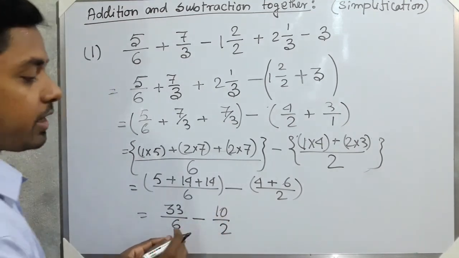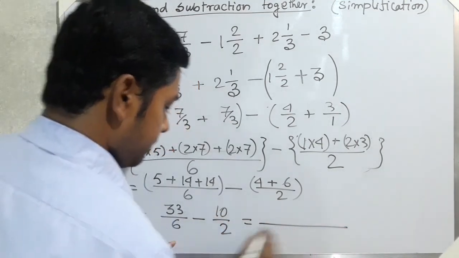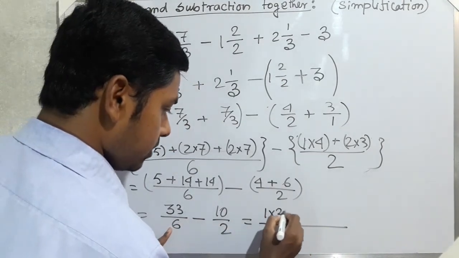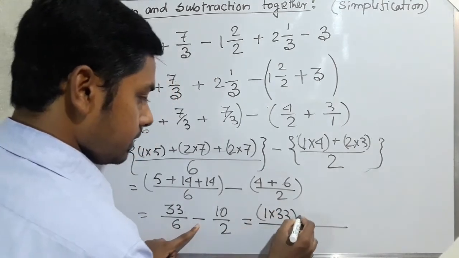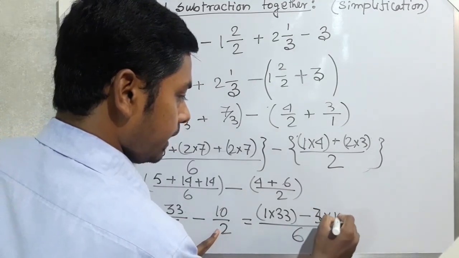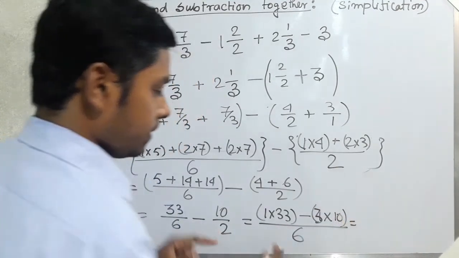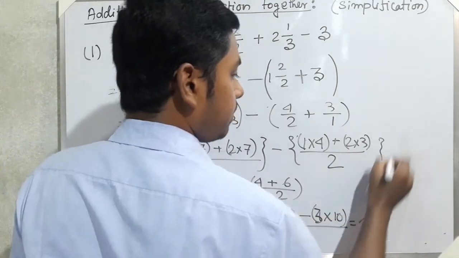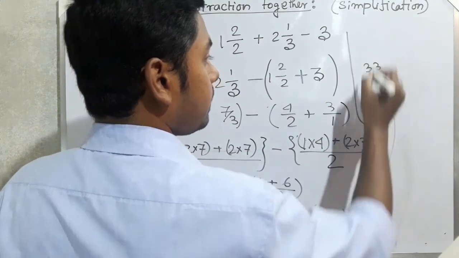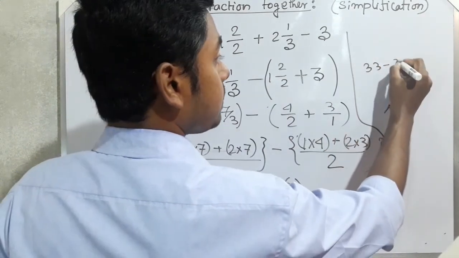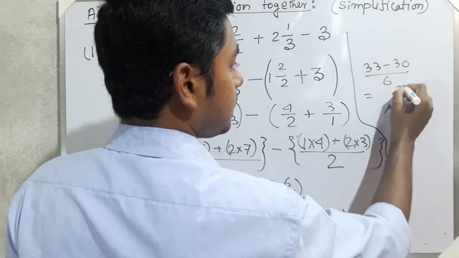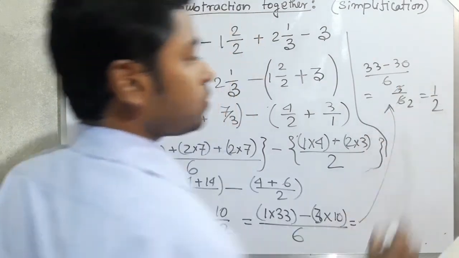Now we have to subtract these two numbers. What is the LCM of 6 and 2? It is obviously 6. Now 6 ones are 6, so 1 into 33, then minus 2 threes are 6, so 3 into 10, so that means 33 into 1 I am writing here. After that we can do 33 minus 30 by 6, that means 3 by 6. Now 3 twos are 6, so 1 by 2 is the answer.